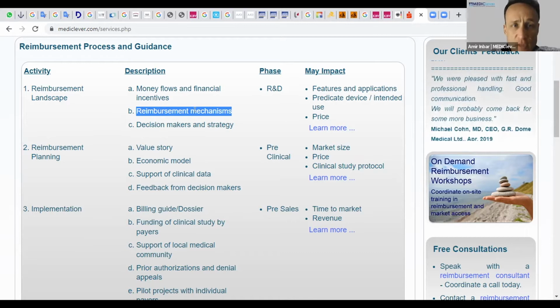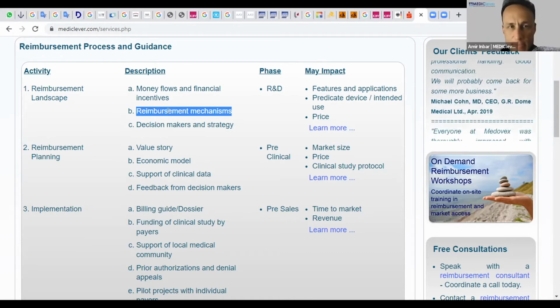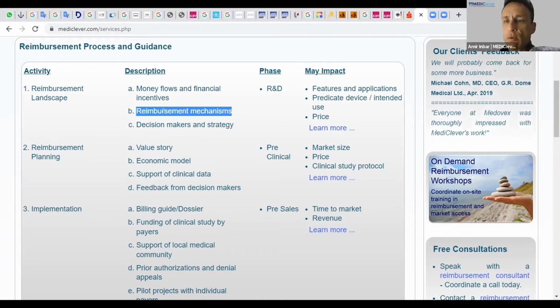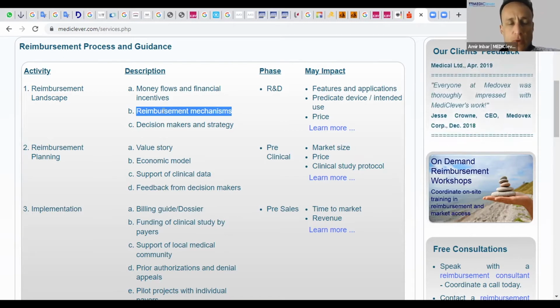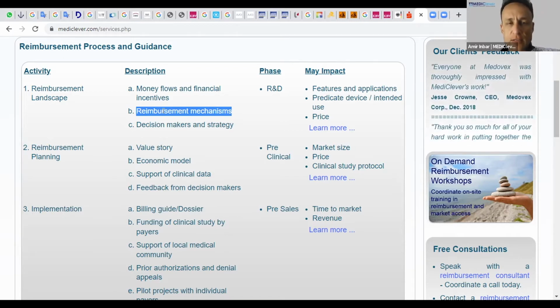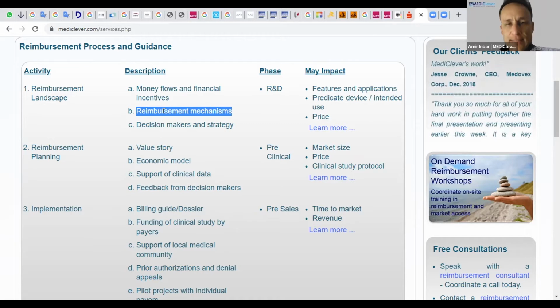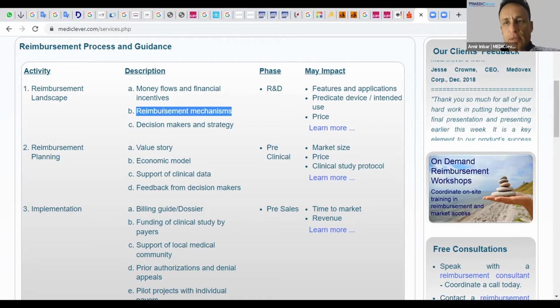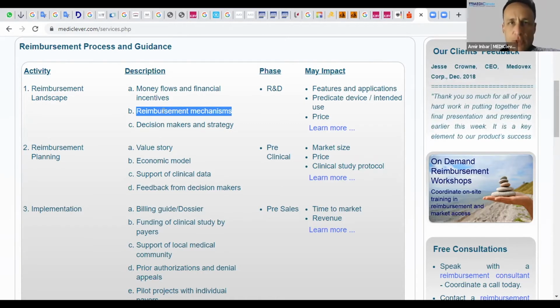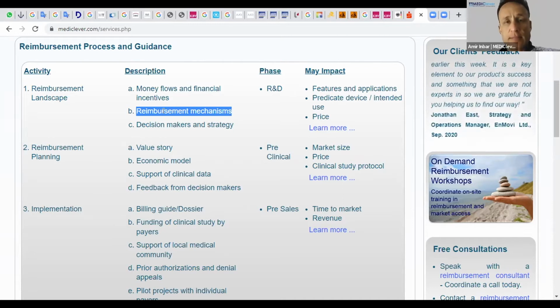One of the results of this phase is to understand whether or not we will be able to commercialize your product in that country under existing reimbursement mechanisms, or whether we would need to develop new and specific reimbursement mechanisms for your product.